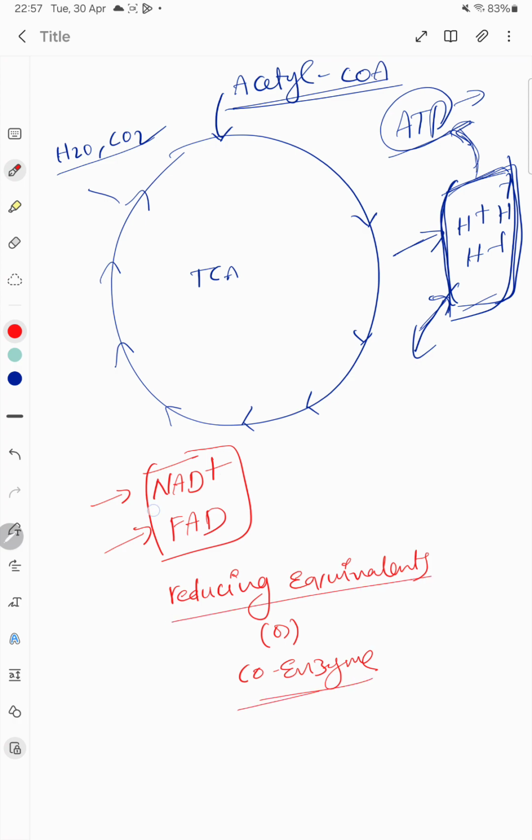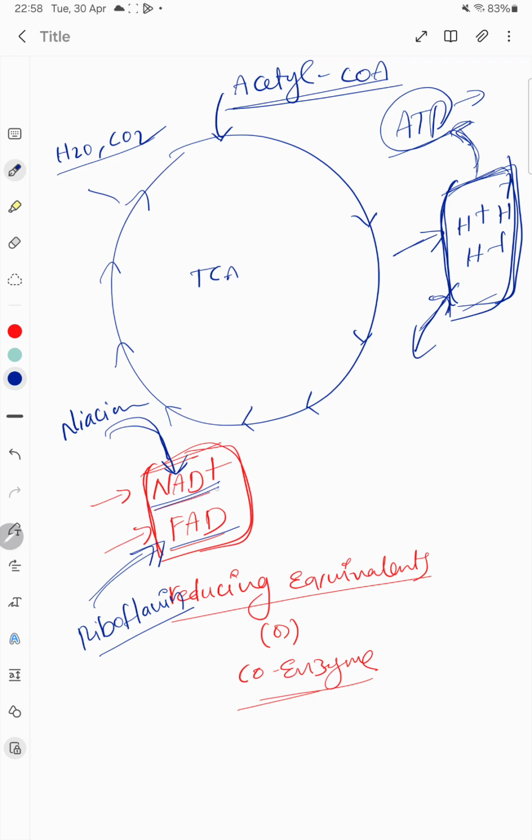You can say NAD plus and FAD. From where do you obtain these two? You get NAD plus from a vitamin called niacin, and you obtain FAD from riboflavin. Both are B complex water soluble vitamins. Very important points that I will discuss later in the vitamins chapter, okay. Niacin derives the NAD plus, riboflavin derives the FAD.